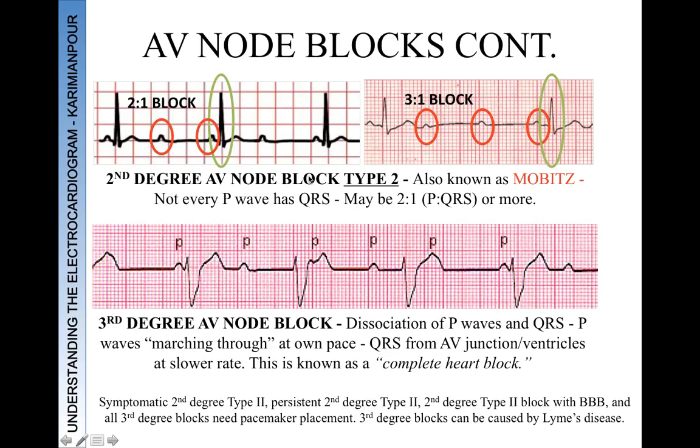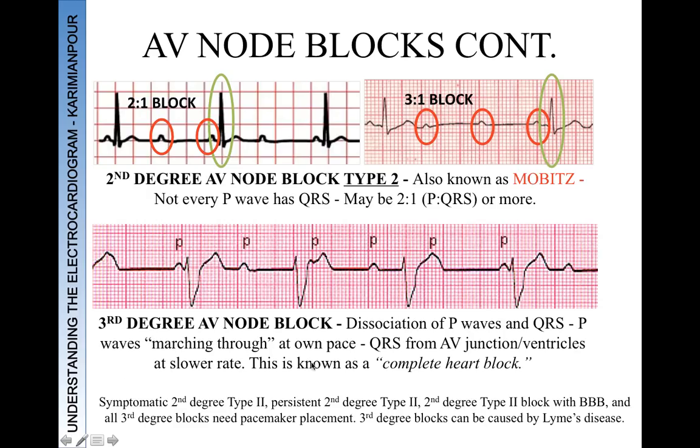And the higher the degree and type of these AV node blocks, the higher the pathology and the worse it is, the more that you need to do for them, and closer monitoring, and chance of arrhythmia. A third degree AV node block, which is also known as a complete heart block, this is the worst one of all. It is when there's no communication of electrical activity from the top chambers to the bottom chamber. So there's dissociation of the P waves and the QRSs.